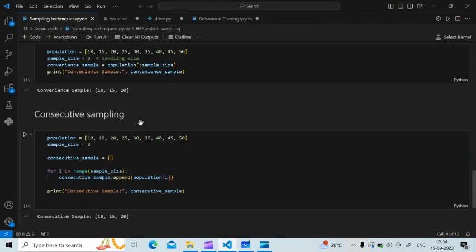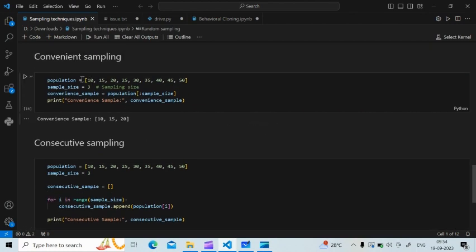So here is the code for it. Based on the population that I'm having, I'm taking a sample size as 3. It means it's based on the user. There is not any rule that you need to keep it as 3, 4, 5. It's based on the user. I'm taking a sample as 3 based on my convenience in selecting the people. So rather than moving to each and every population, I'm just selecting the first 3. So this will be based on convenience sampling.